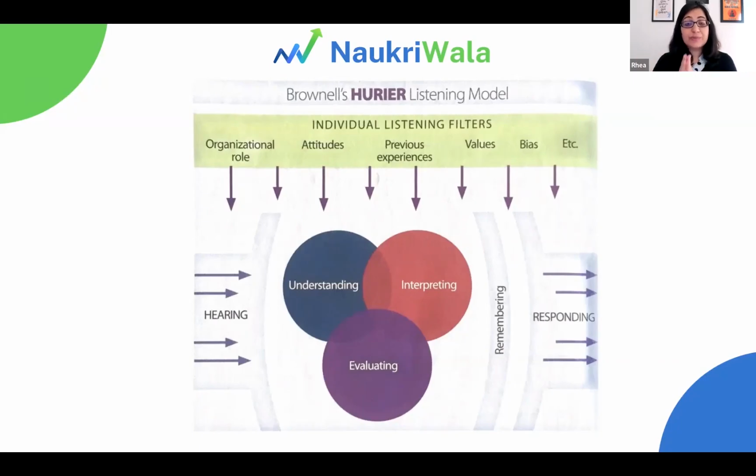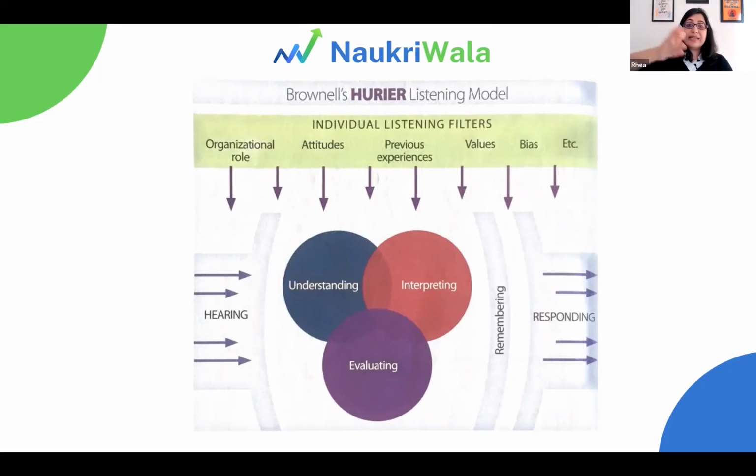You're not making judgments based on how the person is talking. You are evaluating that the person is talking this, but probably the person has gone through really bad stuff in the past, and that's why he is saying what he is saying. So when you don't do these things, when you don't consider these things, you are in hearing mode. But from hearing mode, when you consider these things, you understand, you interpret, you evaluate, and then you even remember what they spoke. It's not that you forget the moment you're out of the meeting, you should not forget, right? When you remember and then you respond to them, not necessarily that you have to respond right now itself.